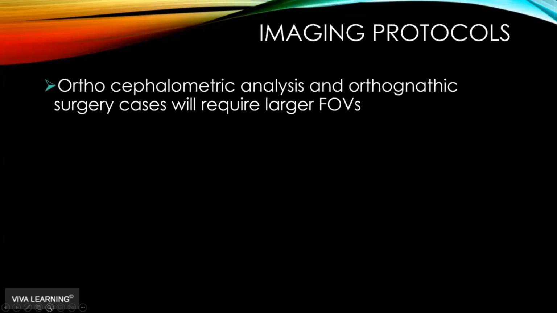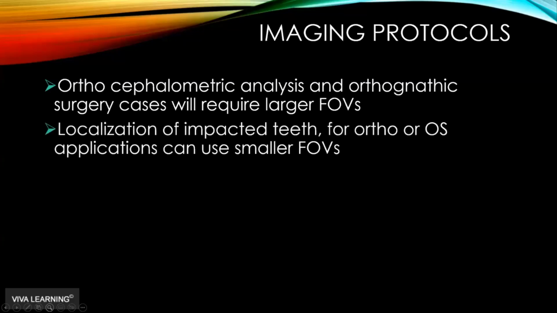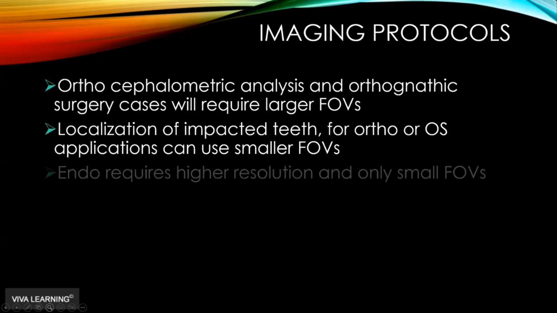You need nasion, you need pogonion, you need the inferior border of the mandible. But if you're an orthodontist and all you really want to do is see where those maxillary impacted canines are and what they're doing to the adjacent teeth, are they resorbing the lateral incisors or not, then you just need a much smaller field of view just to be able to see those impacted canines.